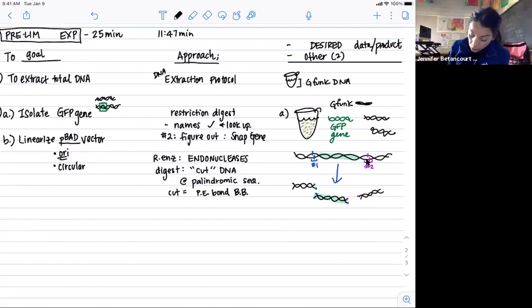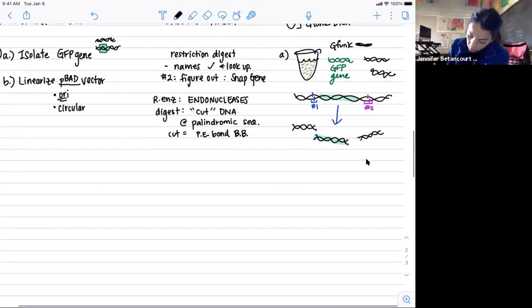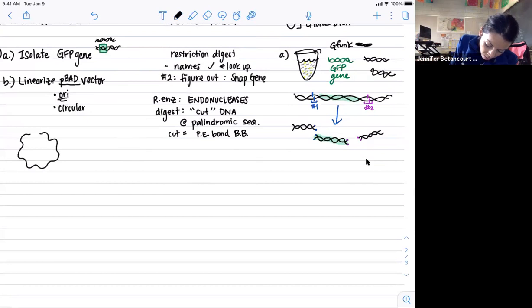Okay. So the way that you linearize the p-bad vector, lo and behold, is the same exact way using a restriction digest. So this is a circular piece of double-stranded DNA. And so if I just drew one tiny little cartoon, I'm just going to draw the cartoon underneath the writing. So you have, okay, this is hard. Okay, you have this circular piece of DNA, right? Your little hydrogen bonds all the way. Okay, so you're going to use those same exact enzymes.